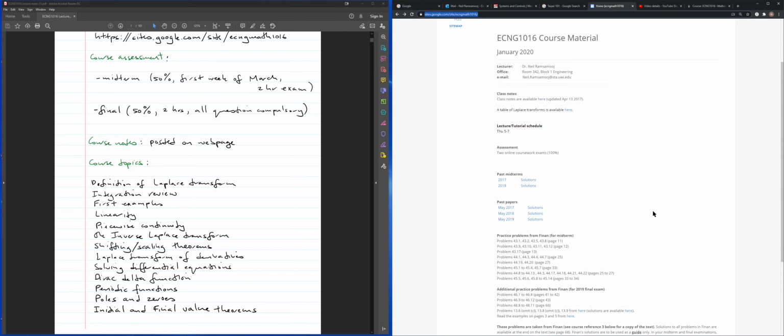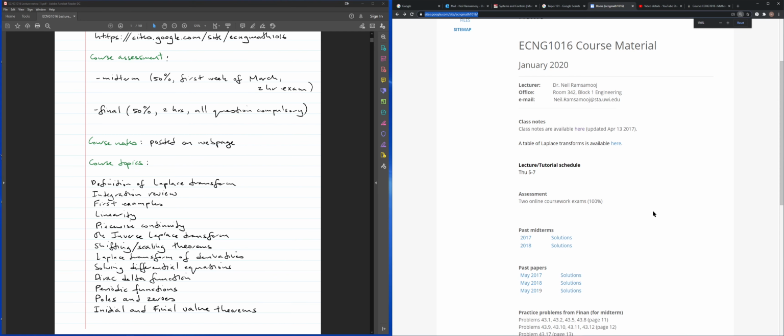Your assessment for the course would be two coursework exams, one probably in the middle of the semester and one near the end of the semester. Both would be worth 50% each. I also give you some assignment problems, but those are mainly for practice. Your assessment towards your final grade really just comes from these two coursework exams at 50% each.